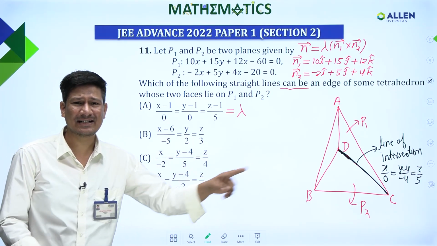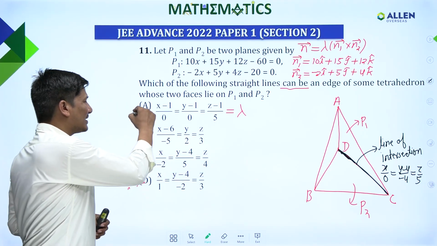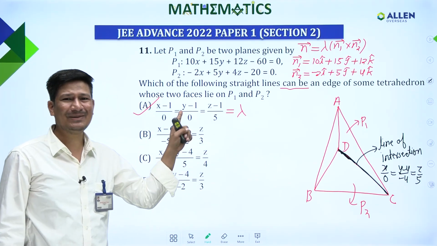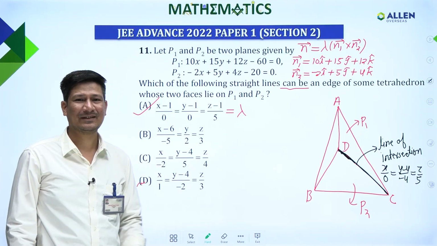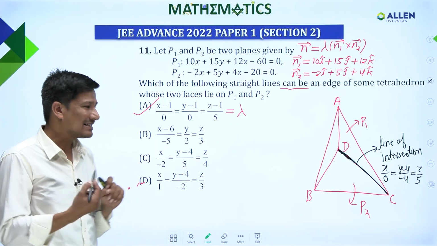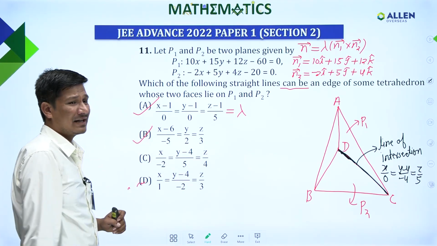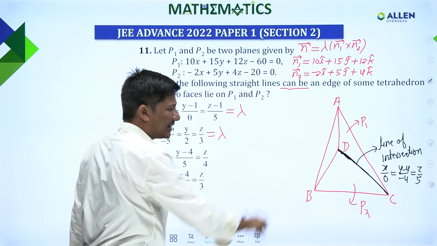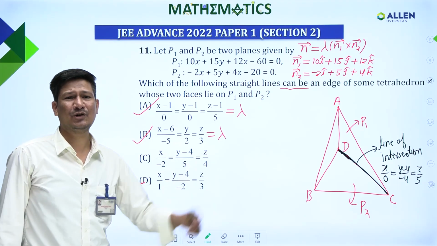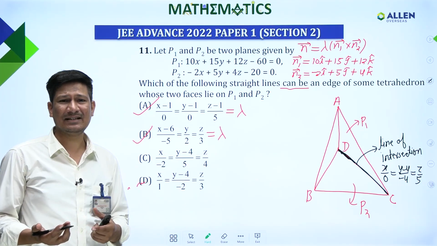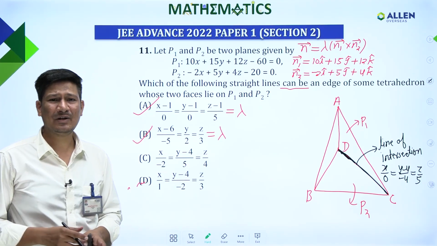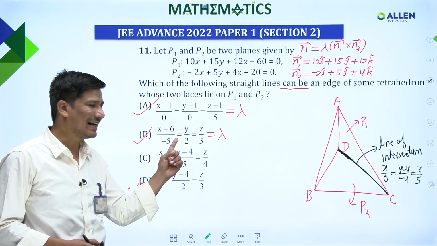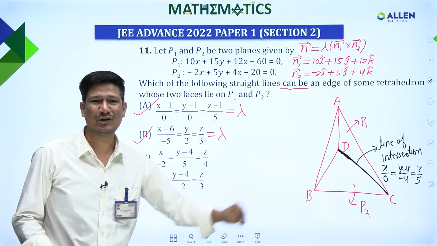So guys, when you check, you will come to know that the first line, option A, comes out to be skew with the line of intersection. So that can be the possible edge of the tetrahedron. Now, after that, come to the second line. Similarly, when you check the second line also, again assume the ratio equal to lambda for one line and mu for the other. Again compare the coefficients of x, y, z. Again, the lambda and mu you get from two equations will not satisfy the third equation. So the second line also comes out to be skew with the given line of intersection.